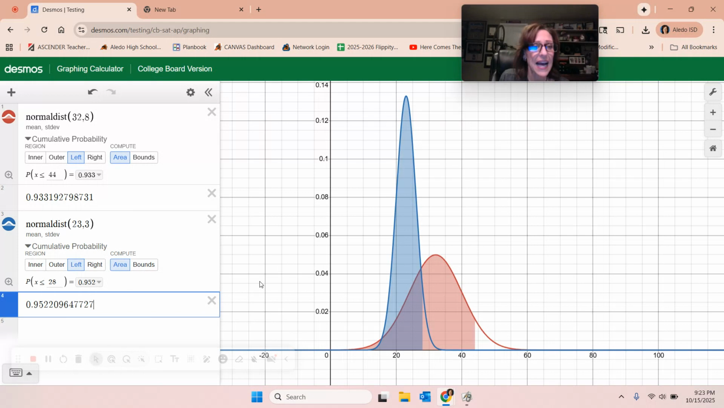So I can tell that on the first quiz, the student was in the 93rd percentile. On the second quiz, the student was in the 95th percentile. So I could compare those relative positions with your percentile.